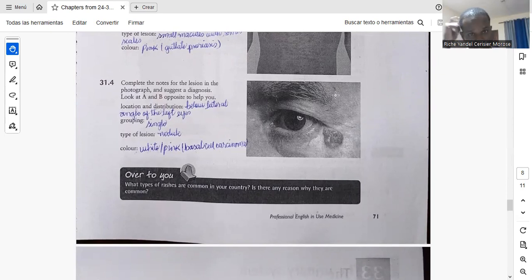Complete the notes for the lesion in the photograph and suggest the diagnosis. Location and distribution is below the lateral angle of the left eye. Grouping is single. Type of lesion is nodule. Color pink. Basal cell carcinoma.